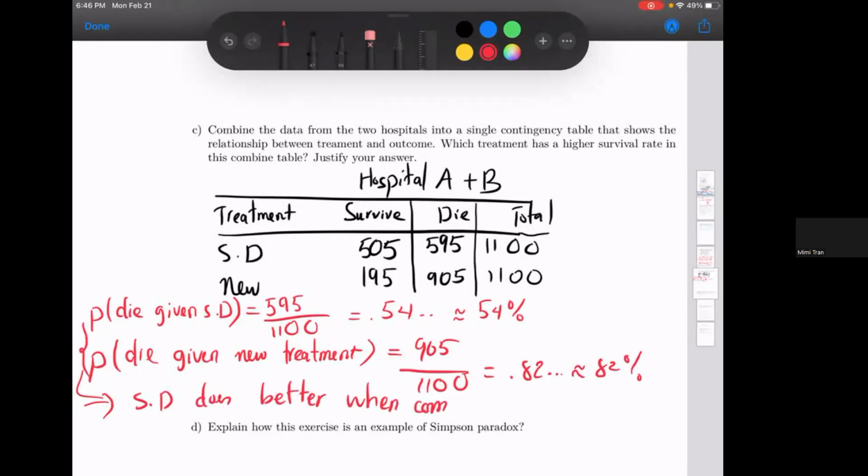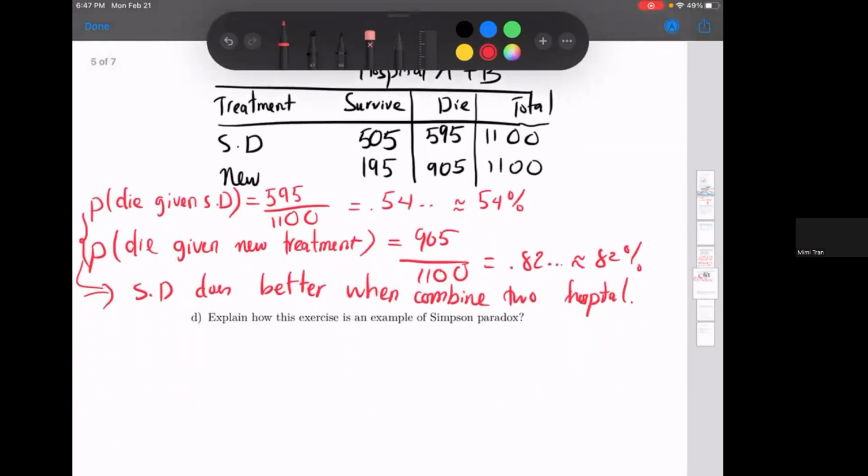Standard treatment does a better job when the two data sets, or two hospitals, are combined. So what is the example of the relationship changing? Remember the helicopter example? It's Simpson's paradox, right? Tell me why it is Simpson's paradox, according to the definition.